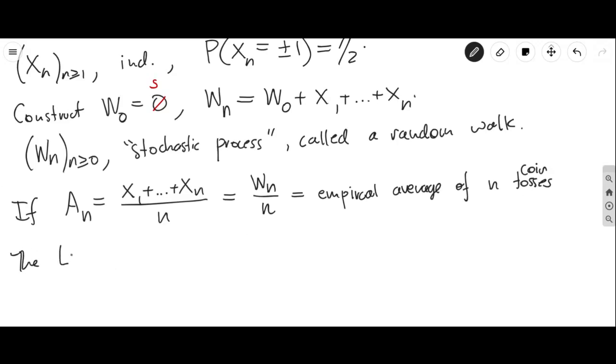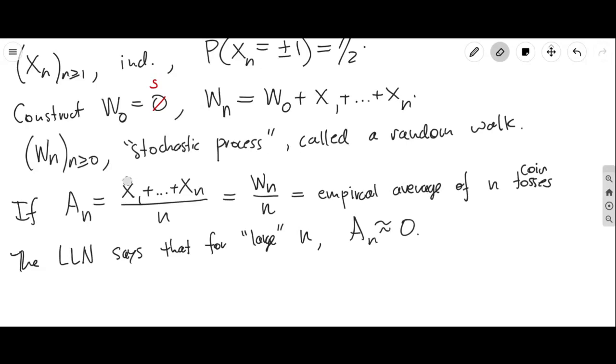And the law of large numbers says that for large n, that an is approximately equal to 0, and it's supposed to be equal to 0 because if these are fair coins, then the number of heads and the number of tails should be roughly the same, and so their difference should be around 0. So the average of everything that you get should be around 0. So this is what we expect if n is large, but of course there could be some margin of error.